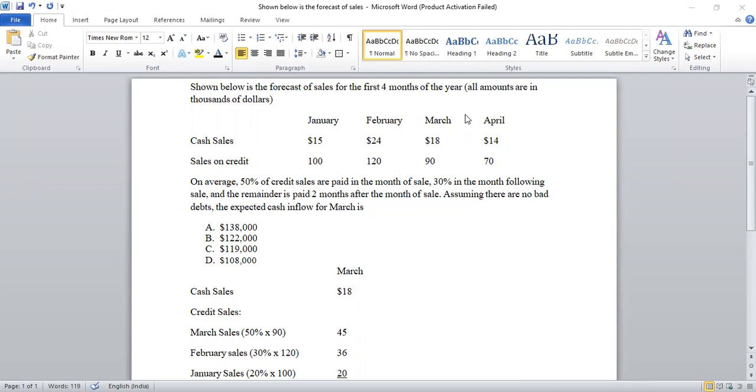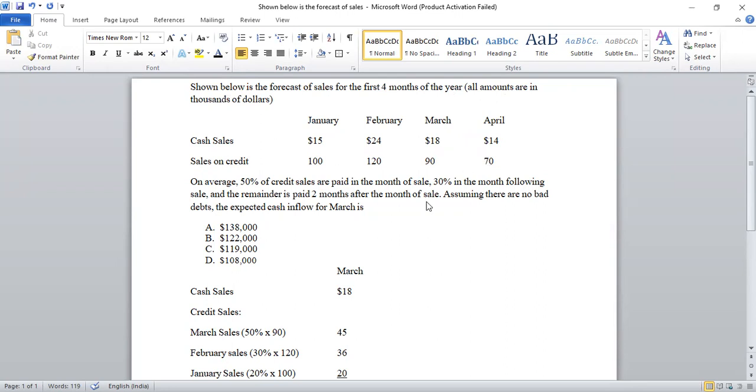There is a question here on cash budget. Shown below is the forecast of sales for the first 4 months of the year. All amounts are in thousands of dollars, and we have the details for 4 months, January through April. Cash sales are given and credit sales are also given.